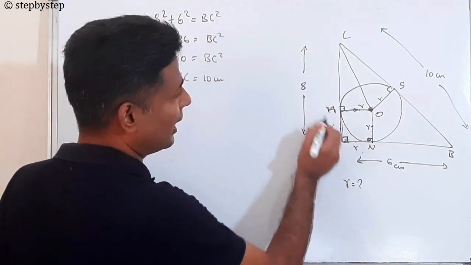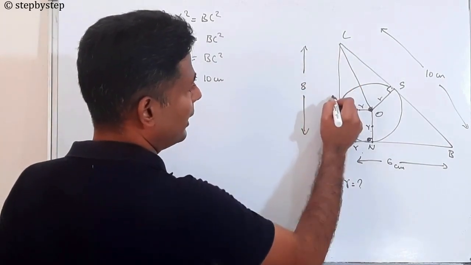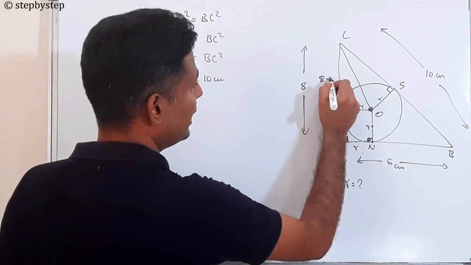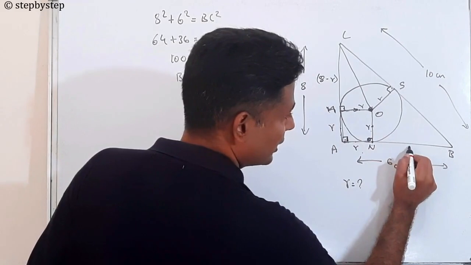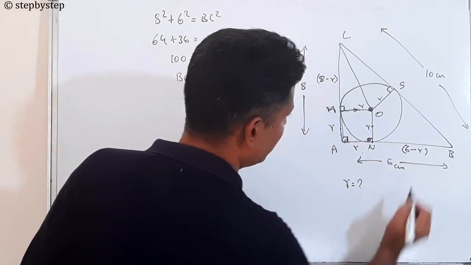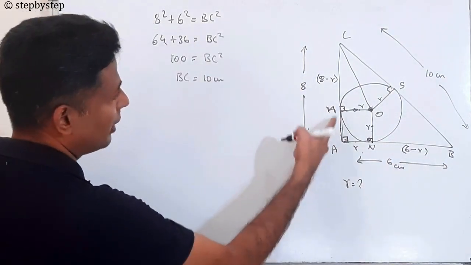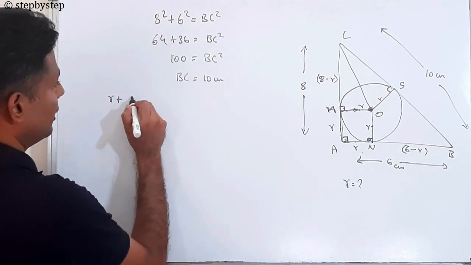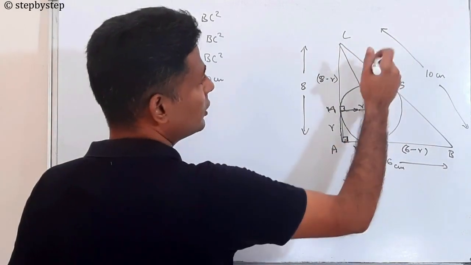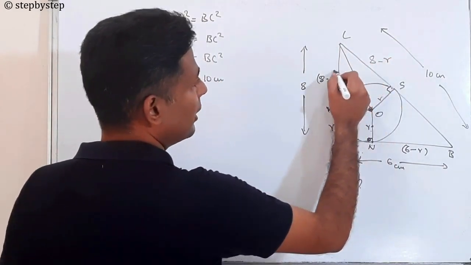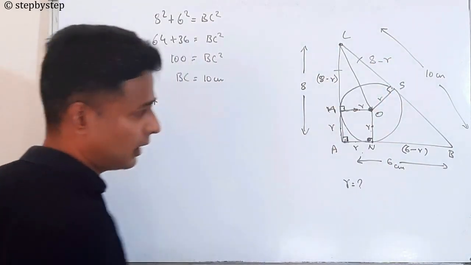So now we have this as R, the whole thing is 8. So how much will MC be? 8 minus R centimeters. This is R, this whole thing is 6. So this will be 6 minus R centimeters. So what do we have? R plus 8 minus R plus, if this is 8 minus R, CS also will be 8 minus R. Why? Tangents from common external points.